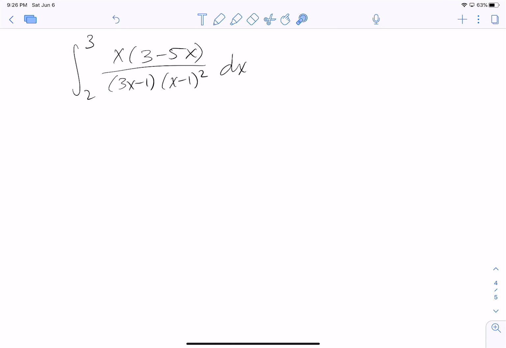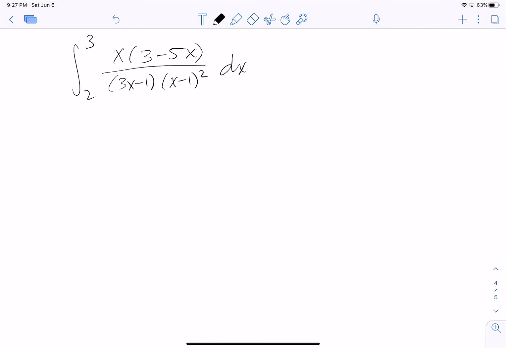Integrate from 2 to 3 x times the quantity of 3 minus 5x divided by 3x minus 1 times x minus 1 the quantity squared. The degree of the numerator is 2. The degree of the denominator is 3. Therefore, we do have a proper rational function.